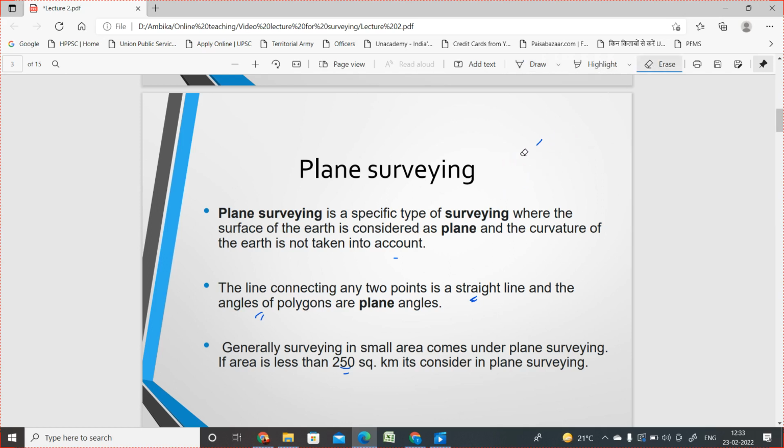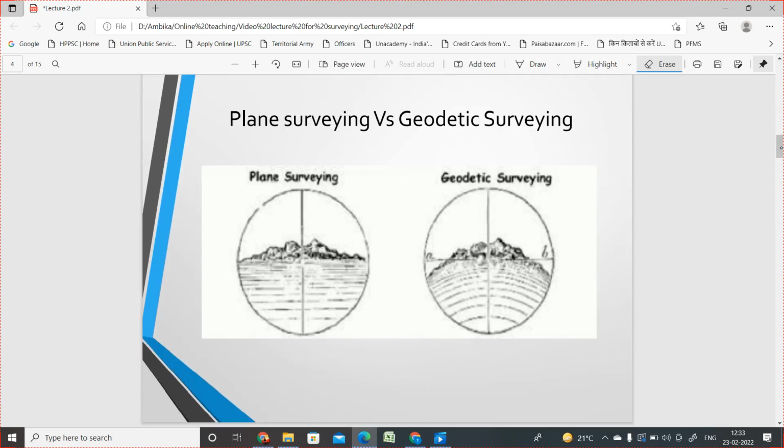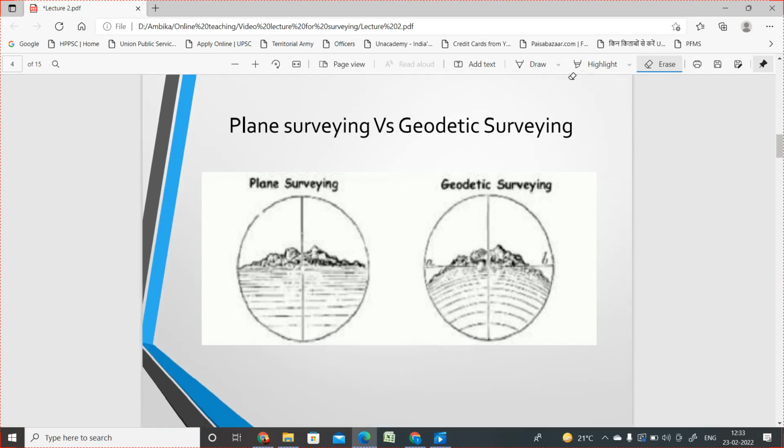Next we will talk about geodetic surveying. Here we can see two diagrams. One explains plane surveying and the second explains geodetic surveying. You can see the earth surface here, this is the topography, and the distance between these two points is taken as a straight line. This is plane surveying. And in this case, this is geodetic surveying.